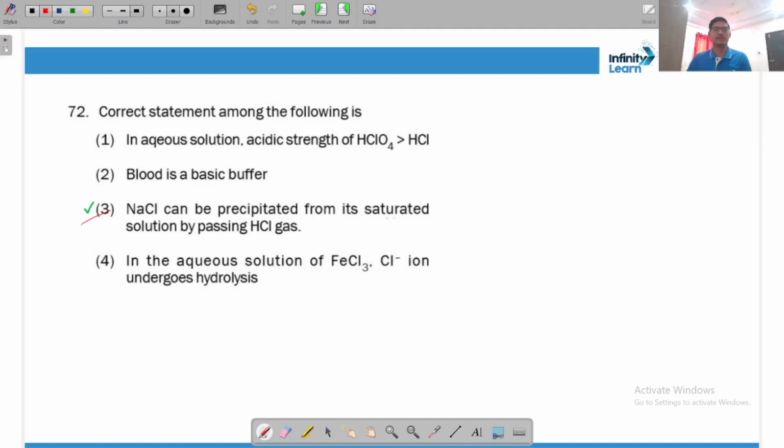NaCl can be precipitated from its saturated solution by passing HCl gas, because there the common ion effect will act, okay? The rest other three statements are incorrect.